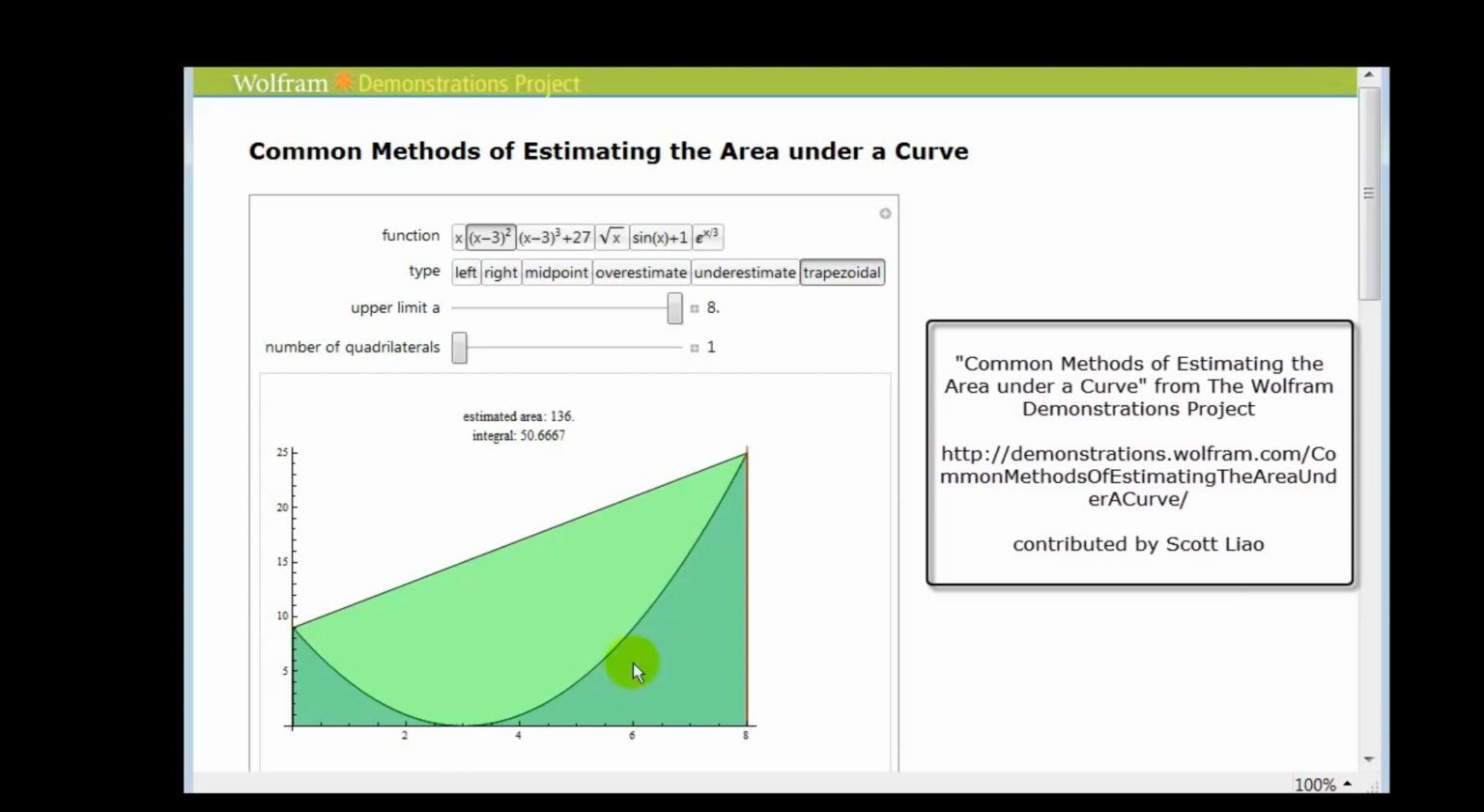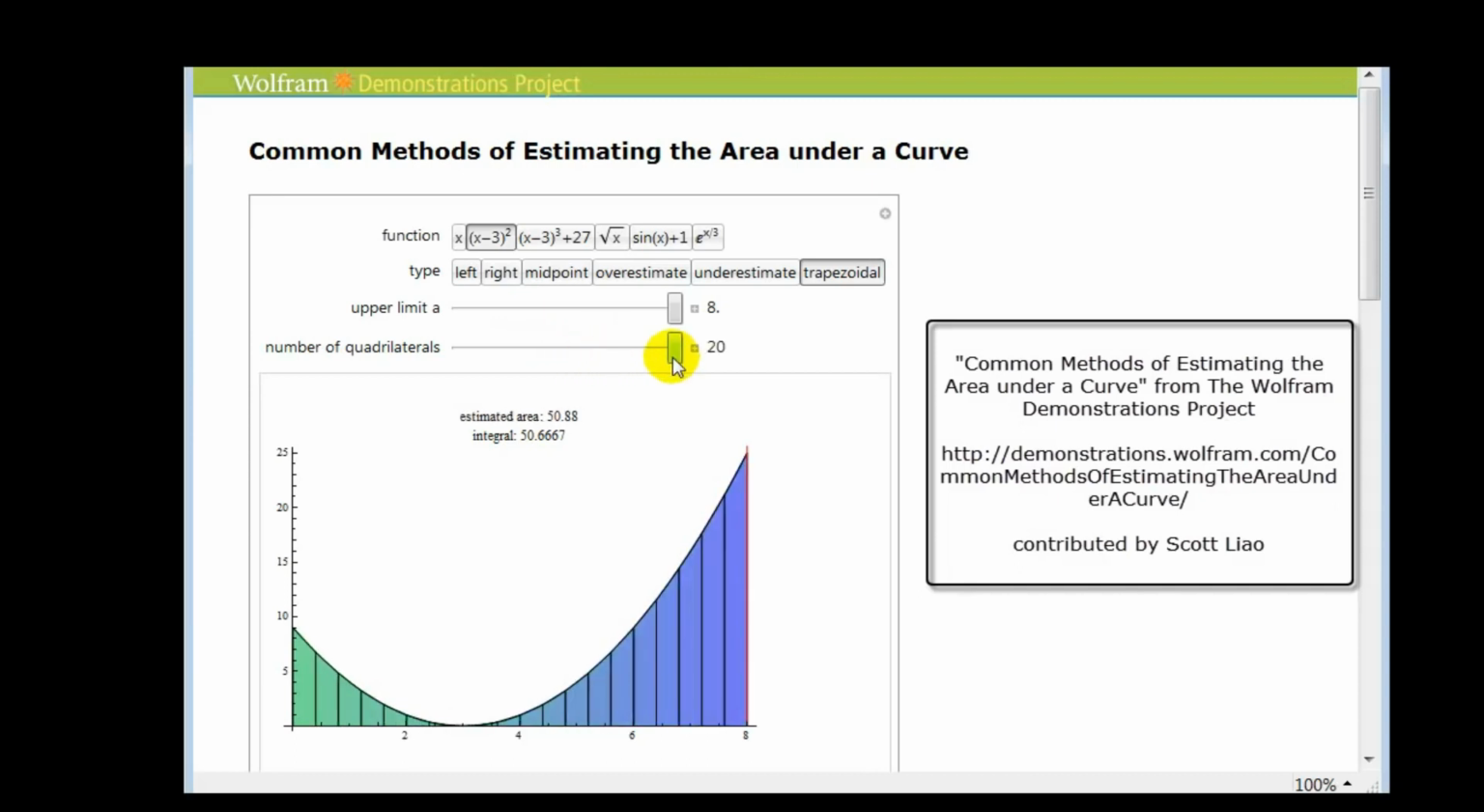Let's say we want to use trapezoids to approximate the definite integral of this function on the interval from 0 to 8. You can see if we use one trapezoid in green, this area is much larger than the area bounded by the function and the x-axis, represented by the definite integral. However, watch what happens as we increase the number of trapezoids. You can quickly see that as we increase the number of trapezoids, the sum of the area of those trapezoids is going to approach the value of that definite integral.